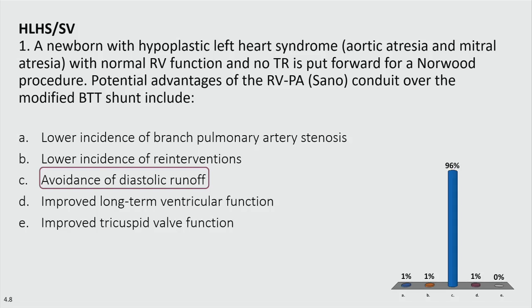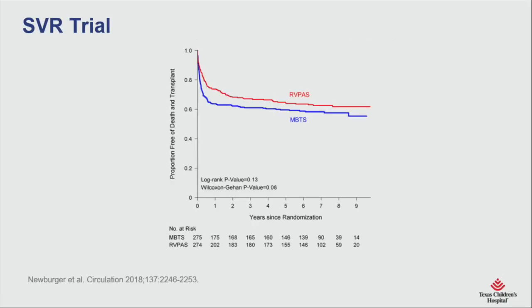That was actually the main purpose of the SVR trial from the Pediatric Heart Network. What the SVR trial showed was that at 1 year, the incidence of death or transplantation was higher in patients with BT shunts than with RV2PA conduits. So RV2PA conduits had a better short-term survival.